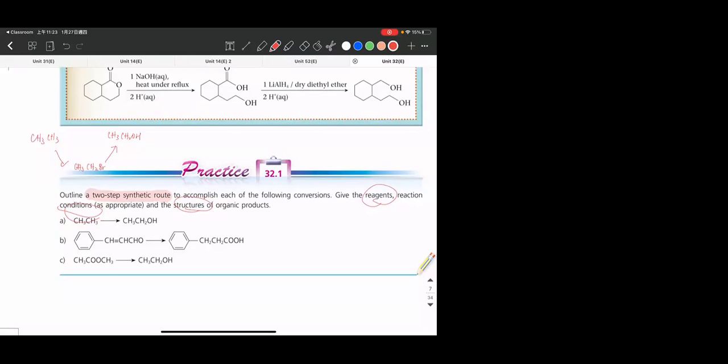Yeah, the first step is to do the free radical substitution. Okay, it's a free radical substitution. And then, what is the chemical reaction? Limiting bromine, UV light, this is what you can do finally. There's somewhat we cannot control. And then what's next? What's next? NaOH, heat under reflux. So NaOH, heating under reflux.